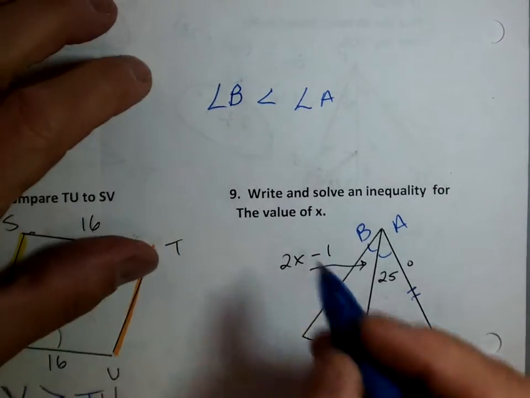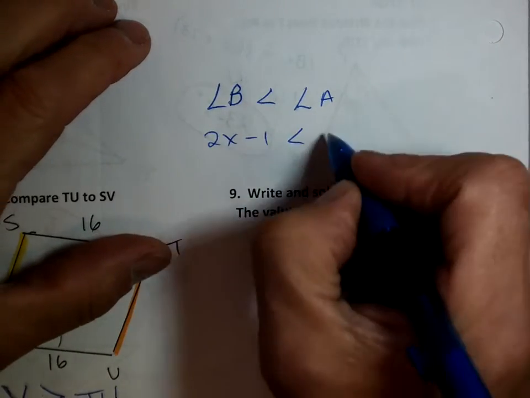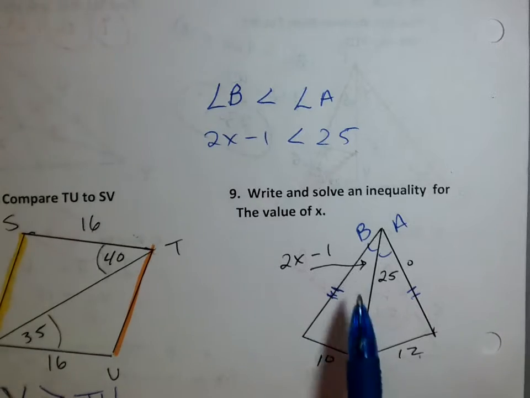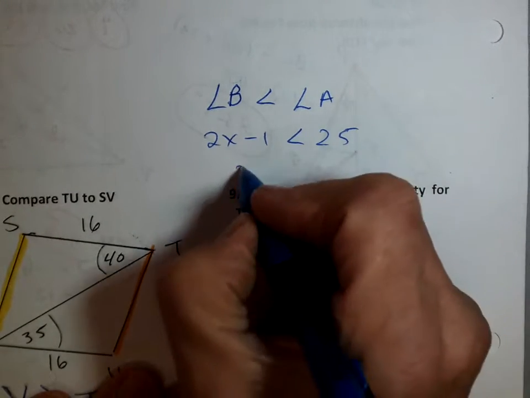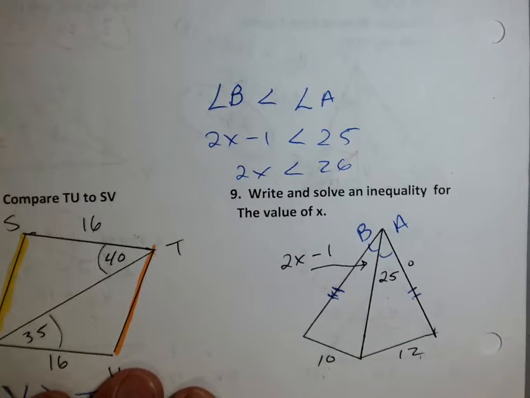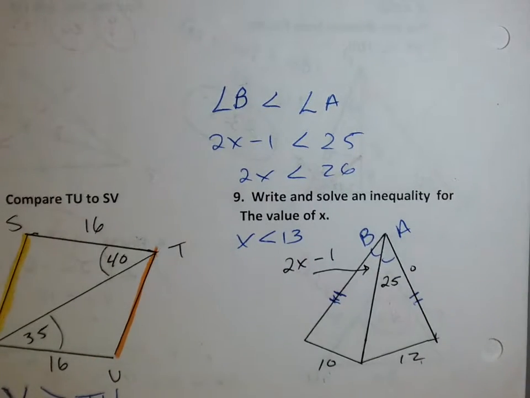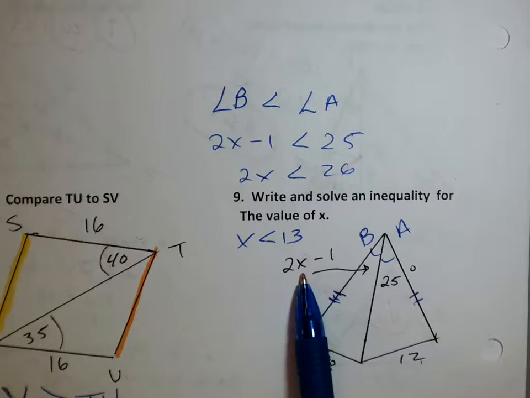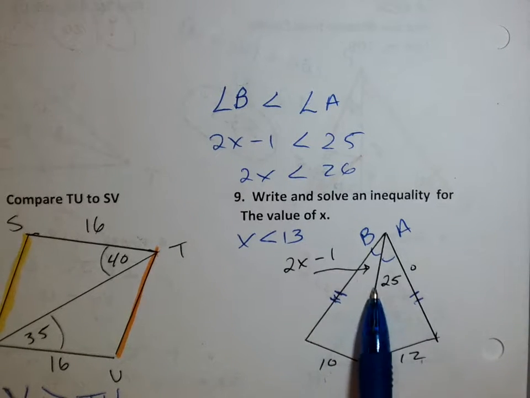We know that 2x minus 1 has to be less than 25 degrees because angle B is less than angle A. So let's solve. Plus 1, 2x is less than 26. Divide by 2, x is less than 13. Now that makes sense because if x is 13, then they'd be equal. They can't be equal. If x is less than 13, like 10, 2 times 10 is 20, minus 1 is 19, that could work because this angle has to be less.